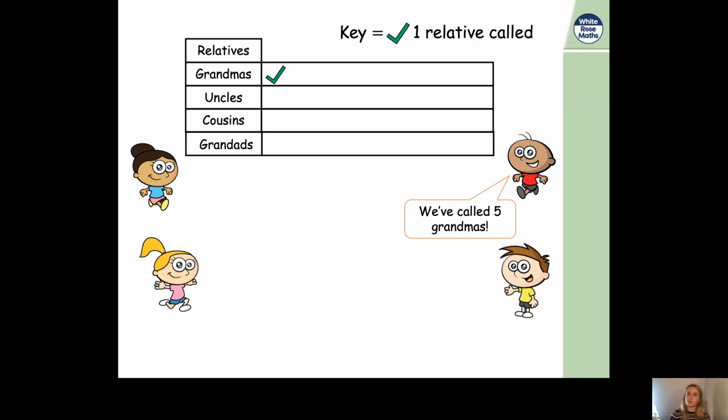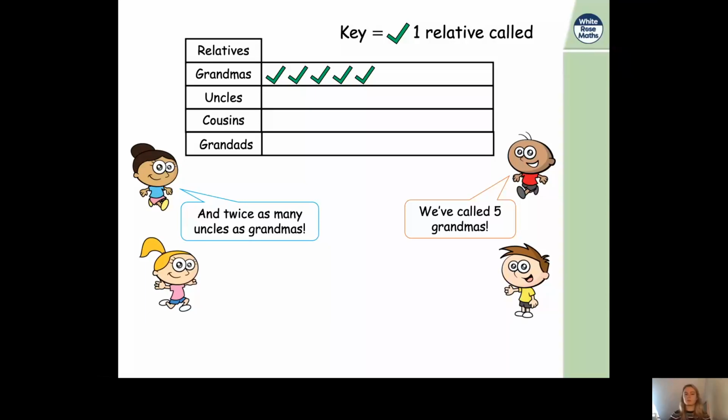There's my first tick to represent the first grandma that was called. My second tick to represent the second. My third tick. Oh dear, what's wrong with that tick? Oh, it's not the right size, is it? Can't have that. Let's change it. There we go. Our third tick to represent our third grandma. Our fourth tick to represent our fourth grandma. And our fifth tick to represent our fifth grandma. Now let's have a look what else they have to say.